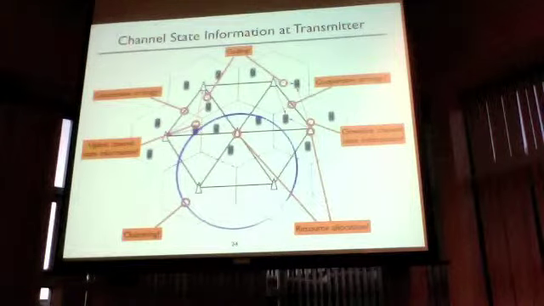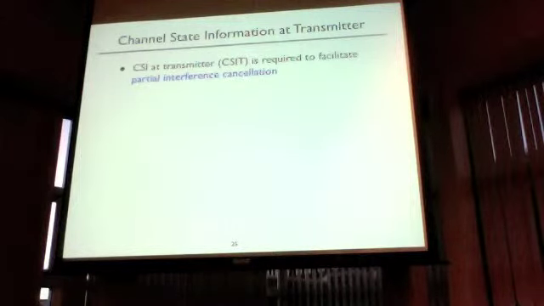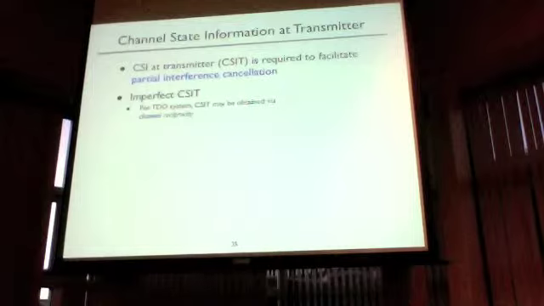And so my presentation is coming to the end. So I'll just say something about the channel state information at the transmitters. This is required to facilitate partial interference cancellation, and however we will have imperfect CSIT.